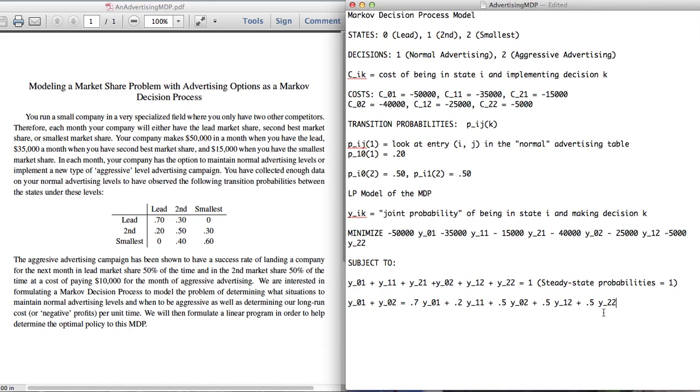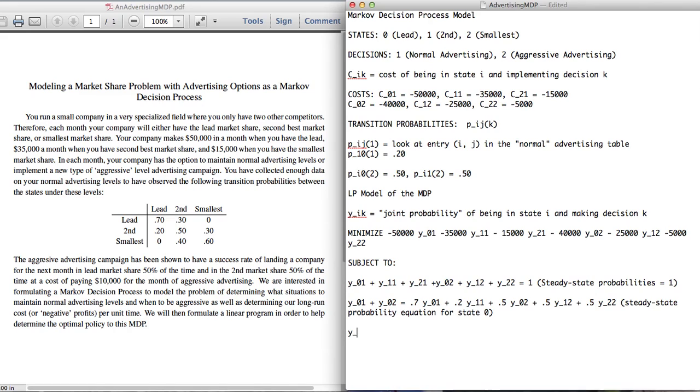So for example, if I look at state 2, the smallest market share, if I choose the normal advertising, I have a 0% chance of ending up in the lead market share. So that's why we don't have a term with Y12 in this equation. This is what I'd call the steady state probability equation for state 0. And then we have the same thing for the other states.